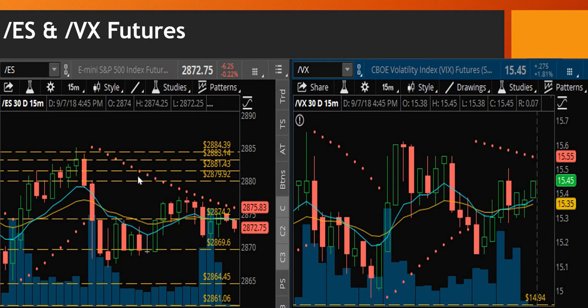Now these yellow lines that you're looking at, these are my support and resistance lines. And we use them to help us determine the levels which we're either going to run through or deflect off. All right, and we'll talk about that a little later.